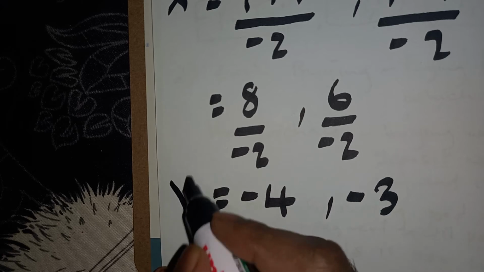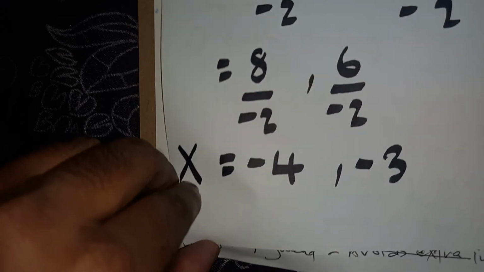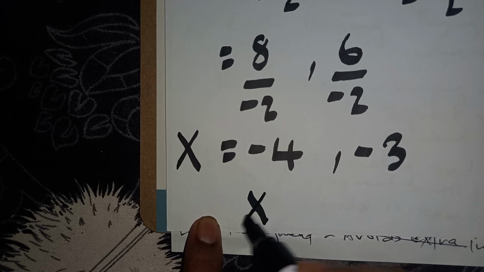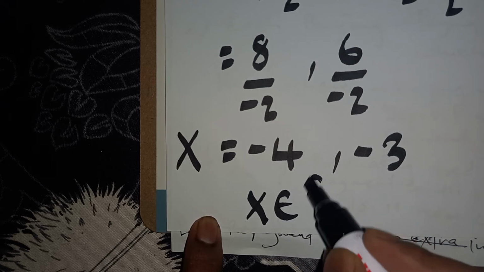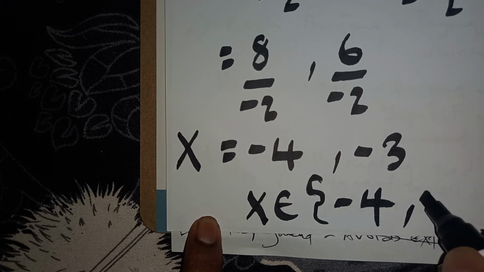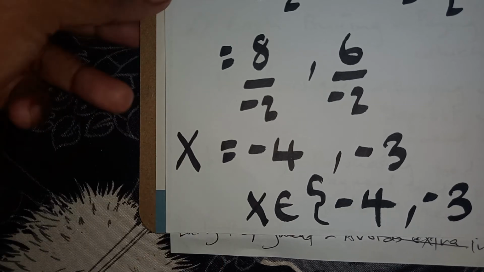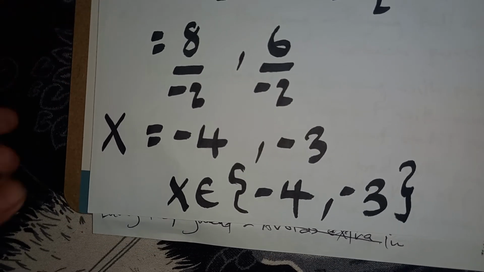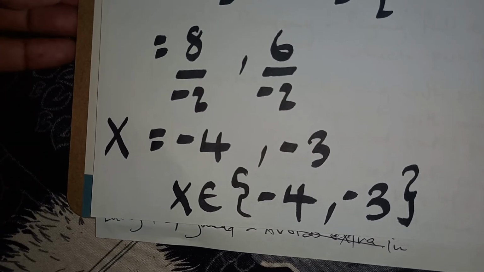So these are your values of x, right? So your answer will be in the solution set. X is an element of negative 4 comma negative 3. So that is your solution for this question.